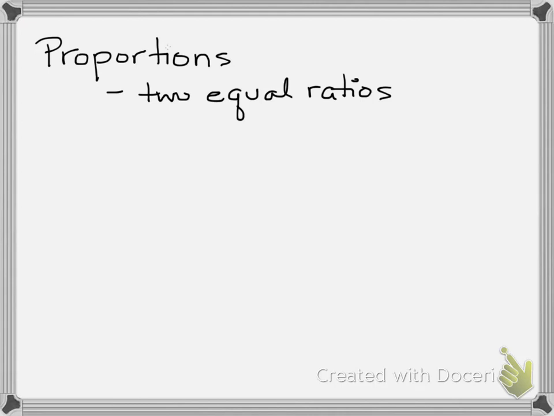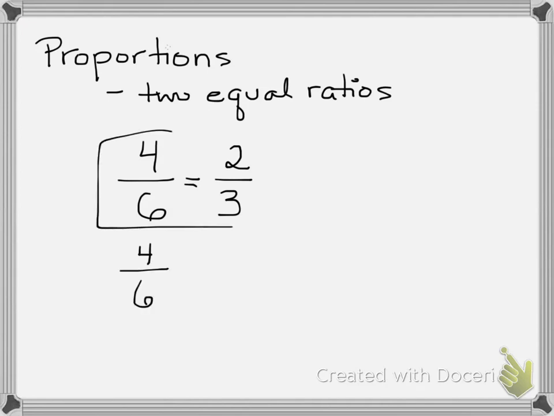I'll give you an example. Let's use that boys to girls thing. There are 4 boys to 6 girls in my classroom. An equal ratio would be, you could also do it another way. We could reduce it by dividing by 2 and say 2 to 3. And by the way, this is called a proportion. Or we could also multiply by 2 and say 8 to 12. So 4 to 6 or 8 to 12, same ratio, called a proportion.